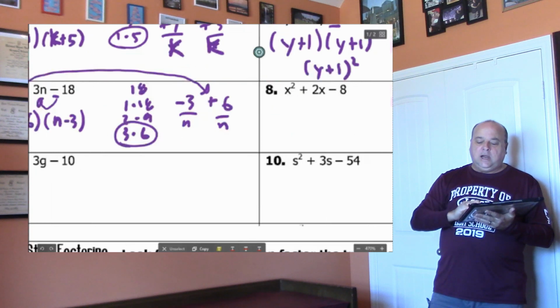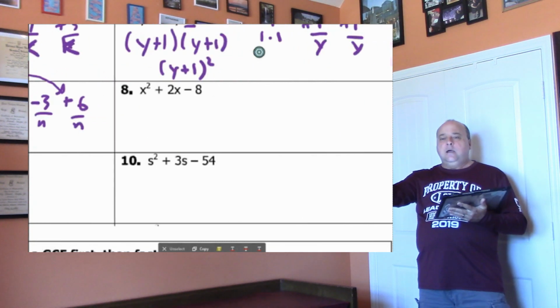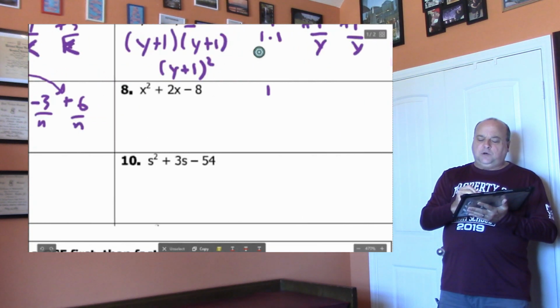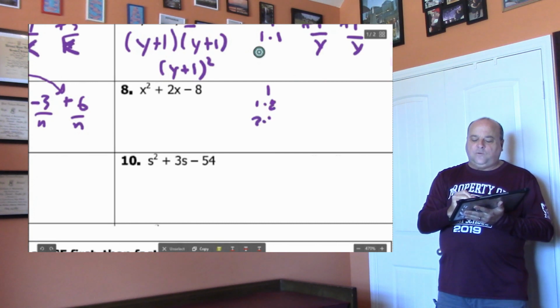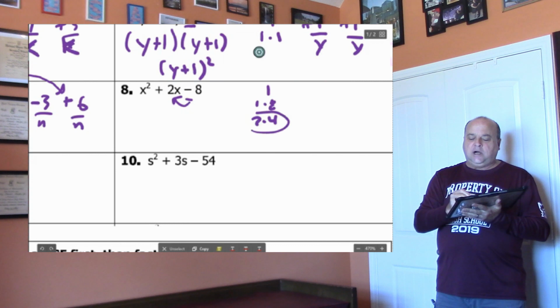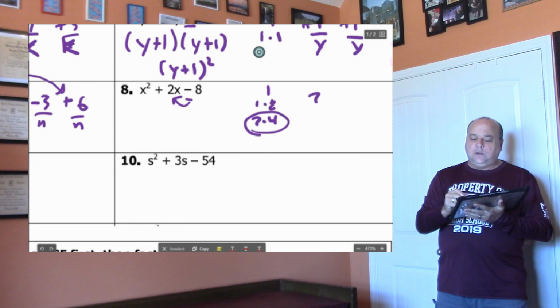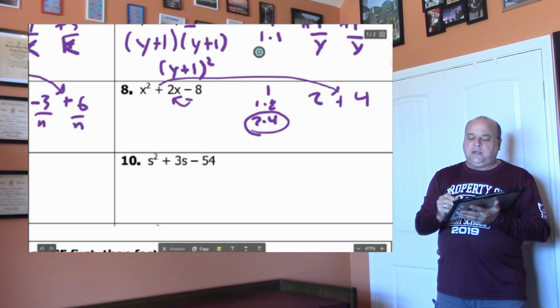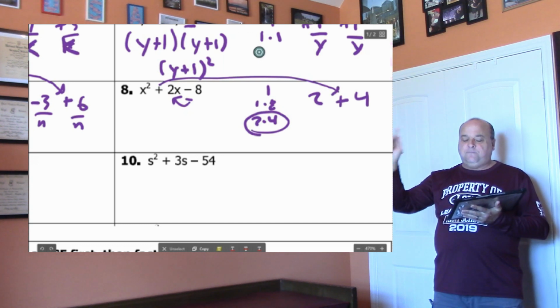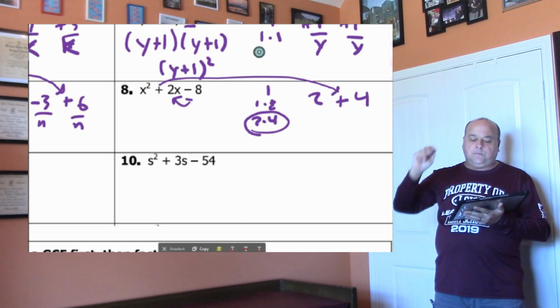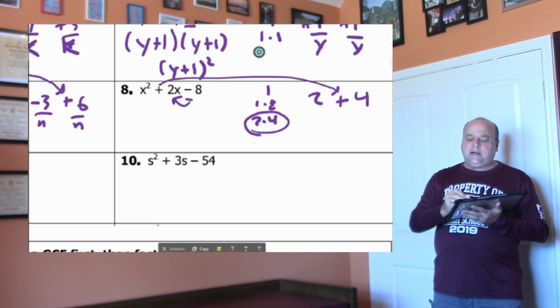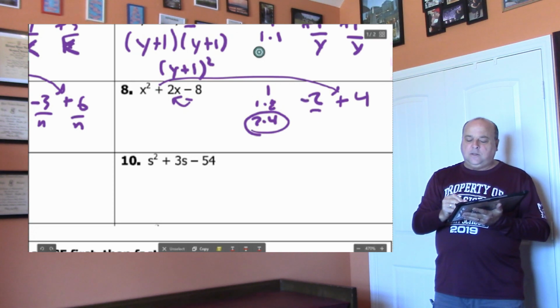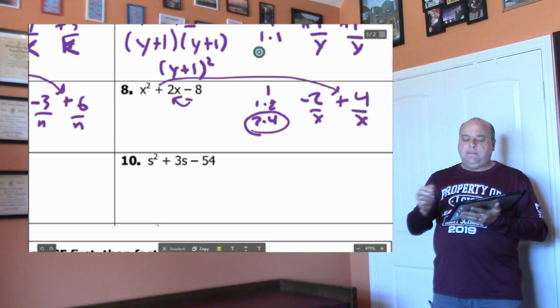Well, let's go to number 8. Okay, factors of 8. So this is pretty simple. 1 times 8, 2 times 4. We want to subtract and get 2. So to subtract and get 2, we need this. So I'm going to put 2 and 4 down. The middle sign goes to the biggest term. And then plus 4, what, to get to plus 2? I need to subtract 2, don't I? Put the x on the bottom, and boom, I got my parentheses.